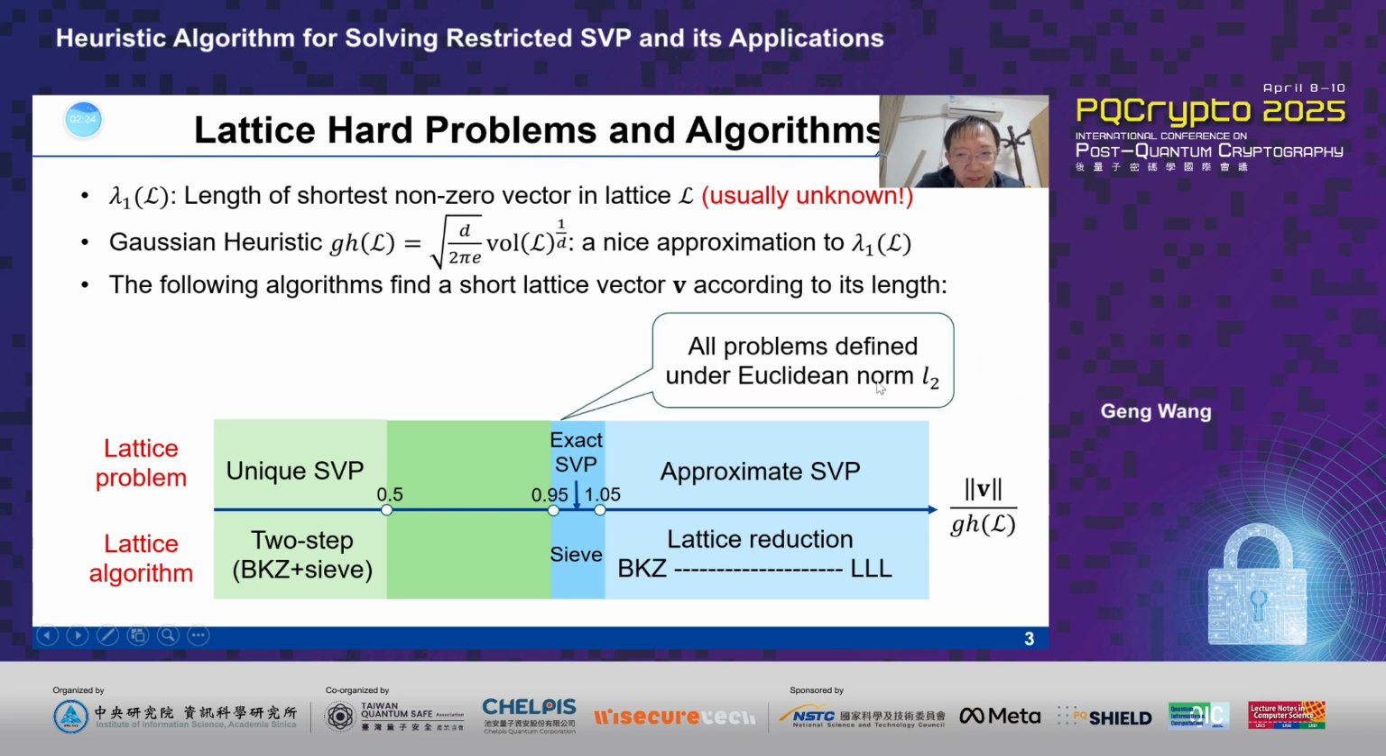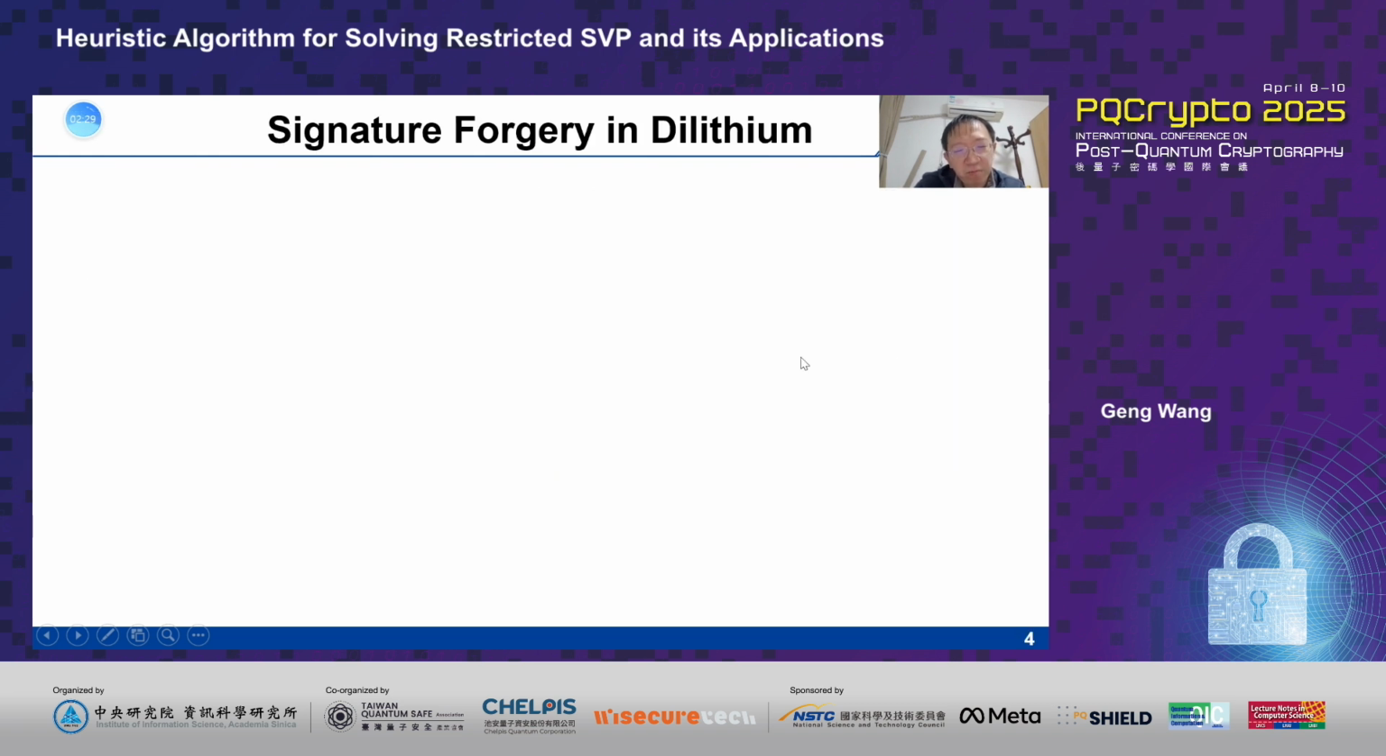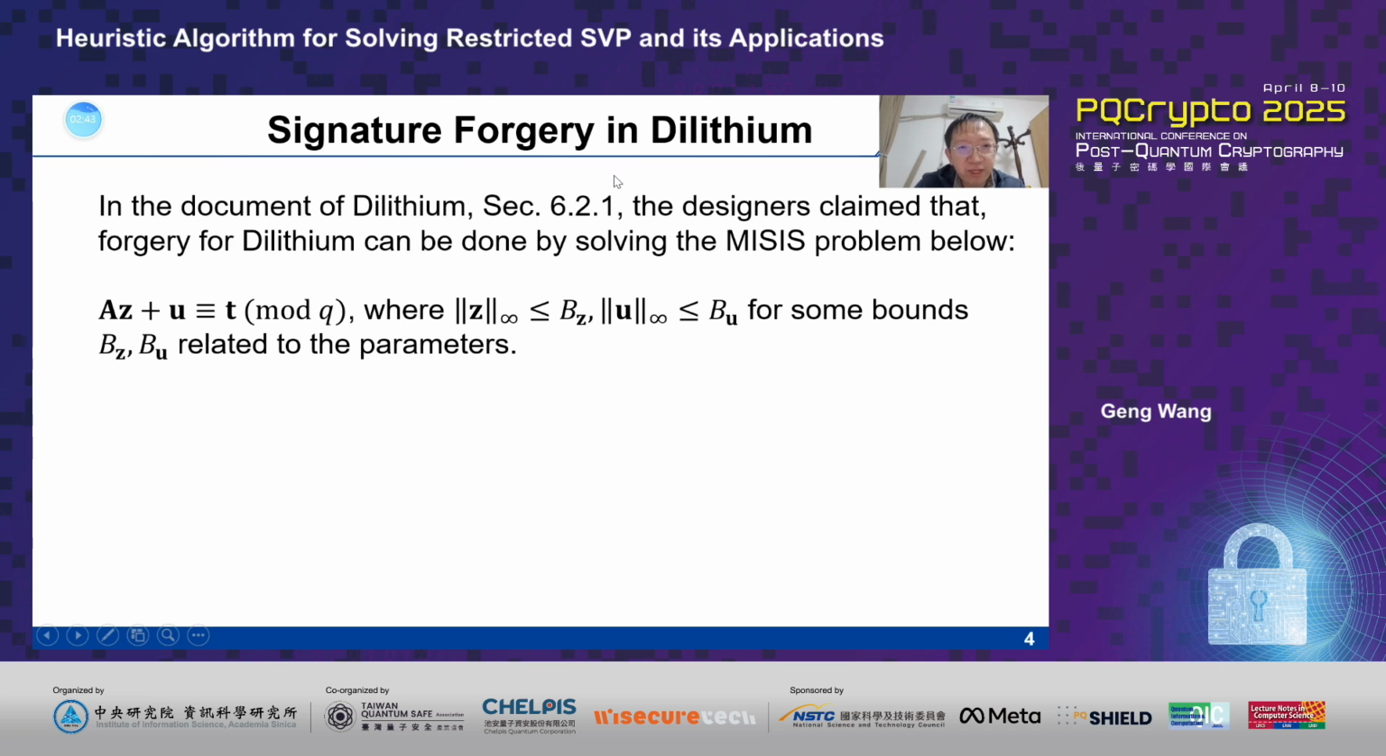But all these problems are defined under the Euclidean norm. So sometimes we should use lattice hard problems under a non-Euclidean norm to define a certain problem, for example, signature forgery in Dilithium. In the document of Dilithium, the designers claim that signature forgery can be done by solving such an equation, which is called the M-ISIS problem.